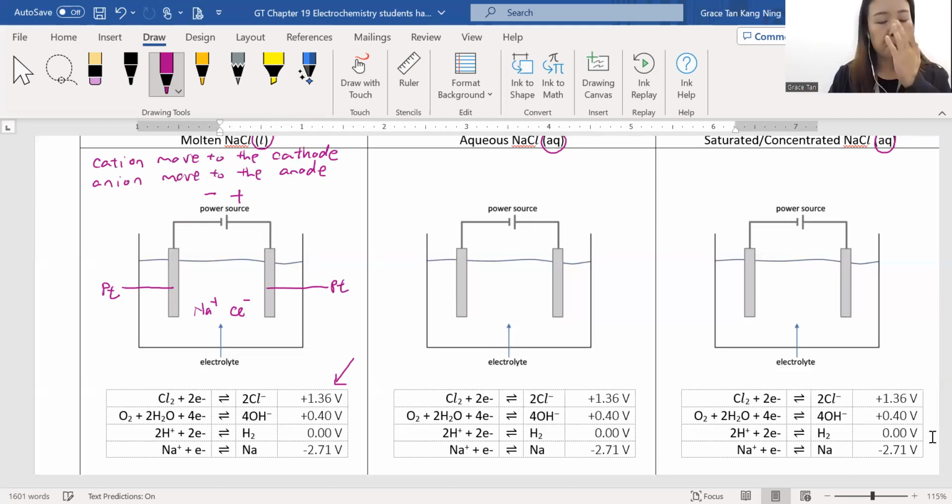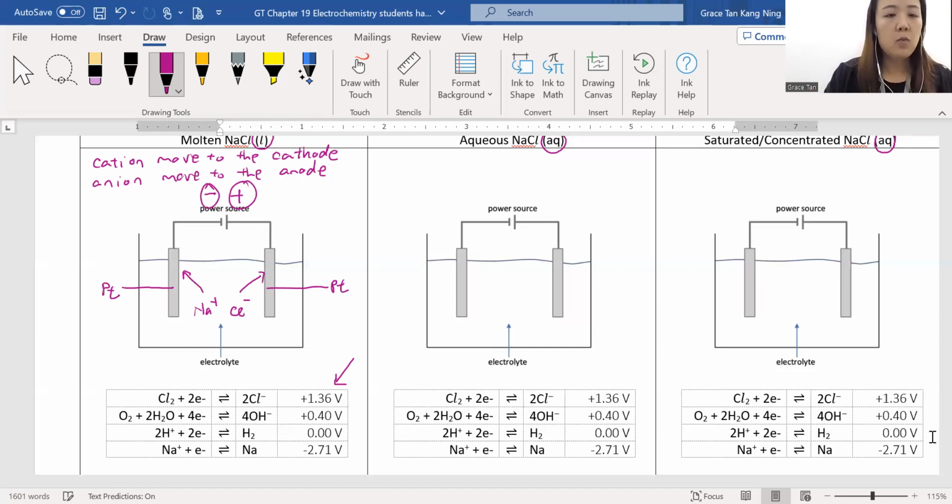Next, we will assign where the Na+ and the Cl− move. According to opposite charges attract, we know that the Cl−, which is the chloride ion, will be attracted to the positive electrode over here, as you can see. So chloride will move to the right-hand side, and sodium, being positively charged, will move to the negative electrode, because opposites attract.